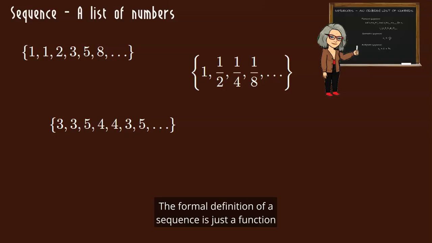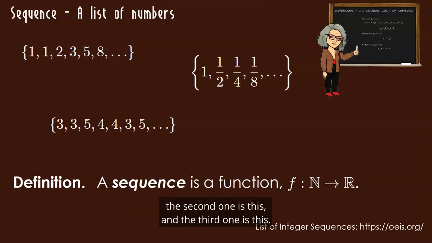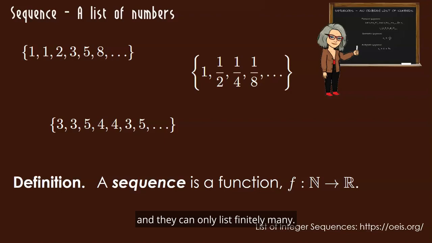The formal definition of a sequence is just a function from the natural numbers to the reals. We say the natural numbers because we'll say the first one is this, the second one is this, and the third one is this. If you want, there's a web page listed below that has a list of integer sequences, which is really odd since there are uncountably many sequences and they can only list finitely many. Anyway, it's kind of fun to play around with sometimes.